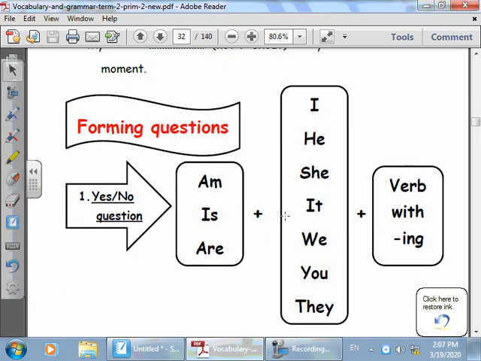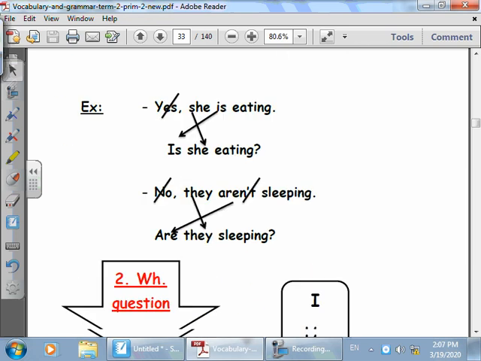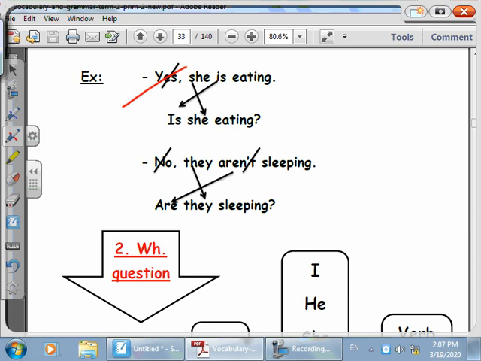Now, it's time to form a question. The first thing is the yes-no question. Am, is, or are, and then the pronoun, then the verb with ing. Let's take an example here. I have here an answer saying, yes, she's eating. What shall I do here? First of all, I will omit the yes. Very good. What shall I do next? She's eating. Yes, cross. The scissors wave. Slide down here and slide down here. Is she eating? And don't forget the question mark.